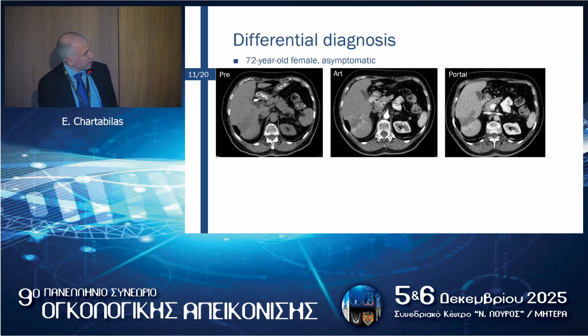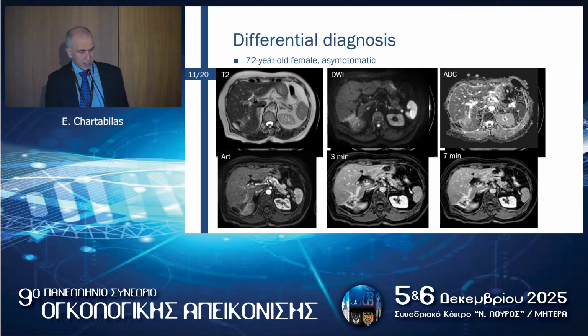Other differential diagnosis: this is a 72-year-old female, asymptomatic. You see here that there's capsular retraction, this hypodense lesion, but it's rather triangular, isn't it? And there's also peripheral enhancement, but no further progression of enhancement centrally. On MRI, you have the same features. You have the capsular retraction. You have no diffusion restriction, however. There is peripheral enhancement that does not go centrally. And this proved to be a thrombosed hemangioma, proved by biopsy.